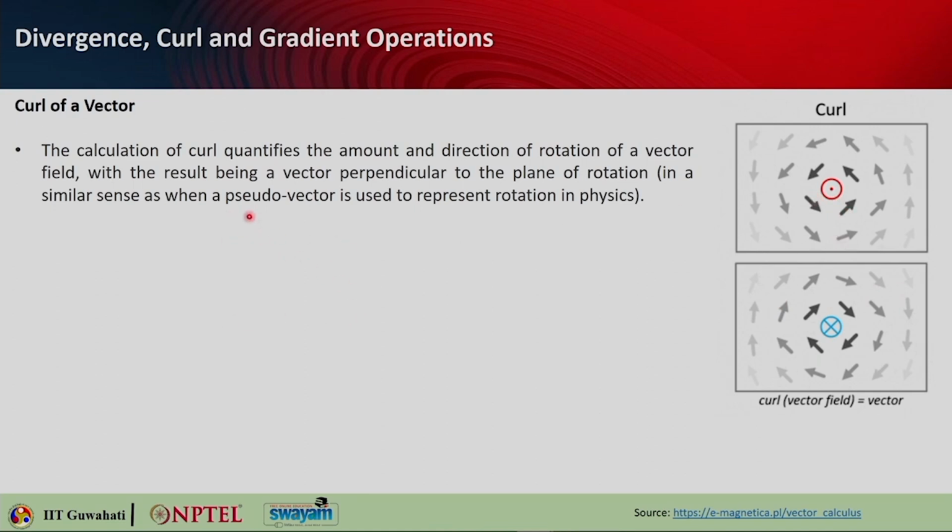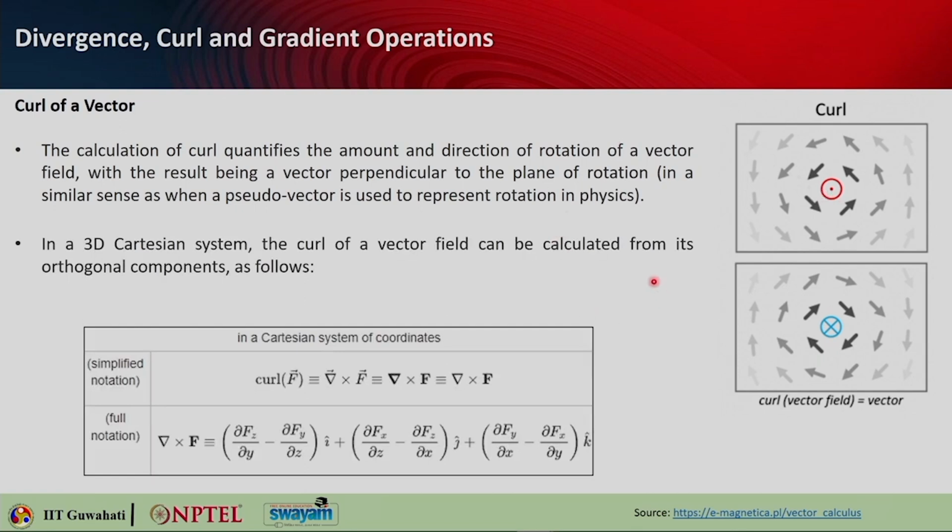So curl is a result being a vector. Again it's a vector perpendicular to the plane of rotation. So this is the plane of rotation. This particular computer screen is the plane of rotation in which the vector fields are rotating. So in this case the curl will have the direction either out of it or into it. So how do you calculate curl in a 3D Cartesian system?